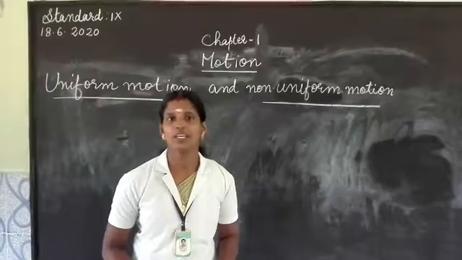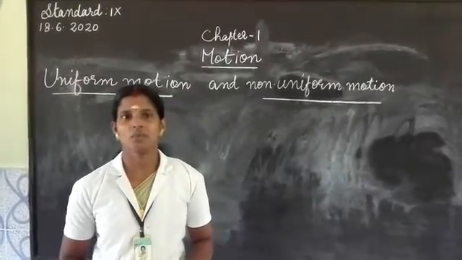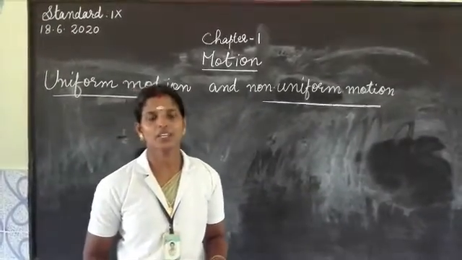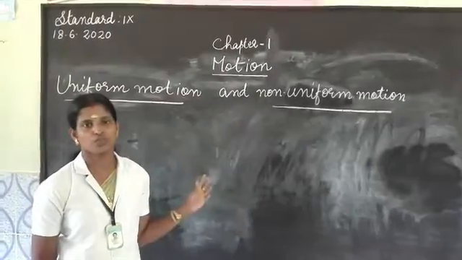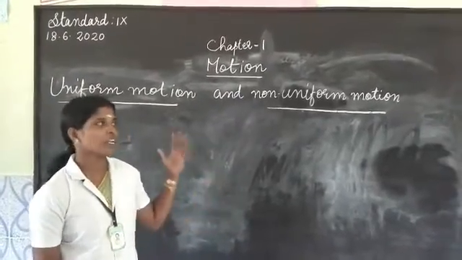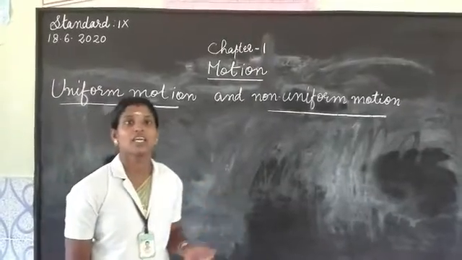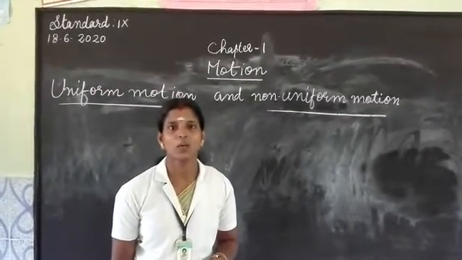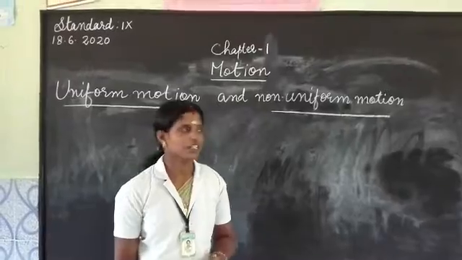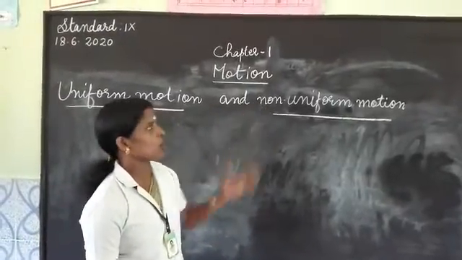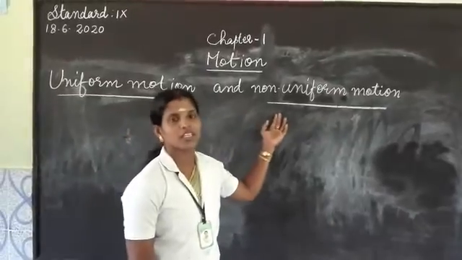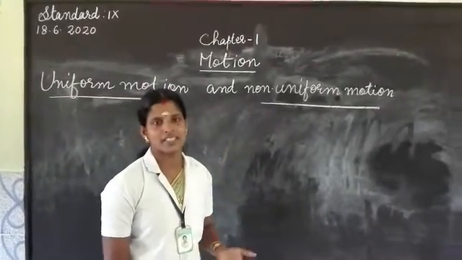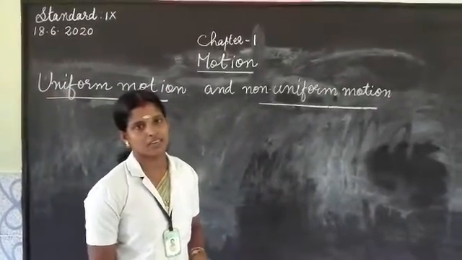Uniform, as the word indicates, means the same, equal. When we are wearing the uniform, we are equal. Just like that, motion is uniform. It means the object is traveling equal distances in equal intervals of time. And by the name non-uniform motion, we can understand it is not equal. It is traveling unequal distances in equal intervals of time.